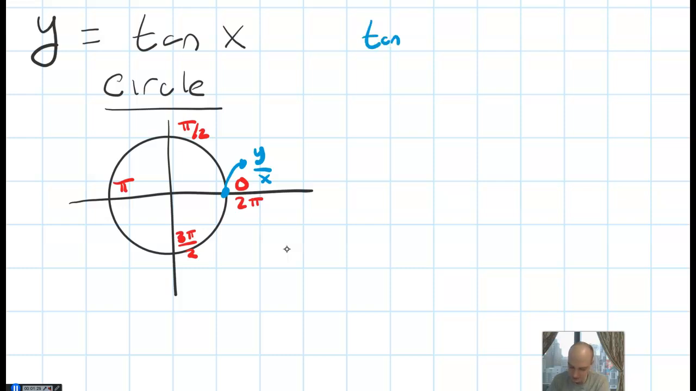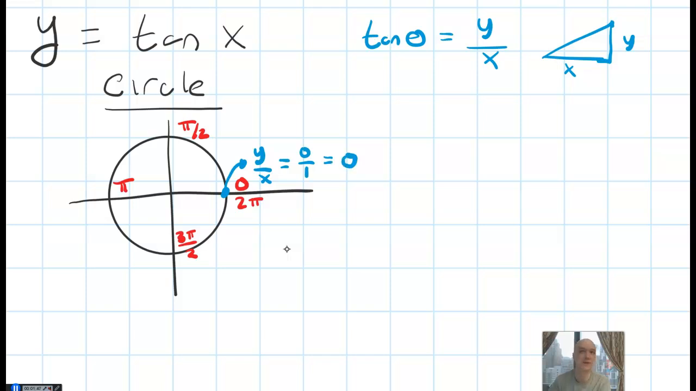Tangent of theta is defined as y over x, or if you want to think about it in triangle terms, opposite over adjacent. So that's why tangent is y over x. So at 0 radians, y is 0, and x is 1. So 0 over 1 is 0. So it seems like our tangent value is going to be 0.